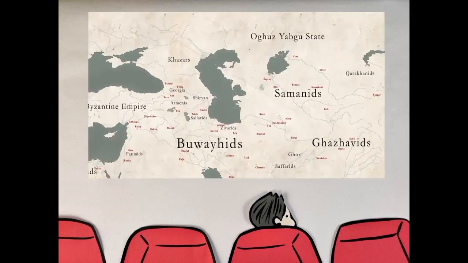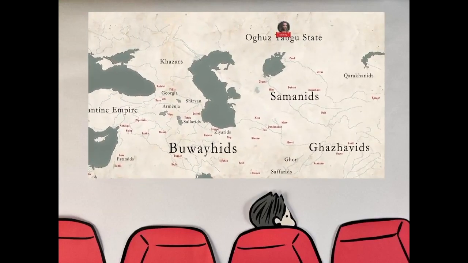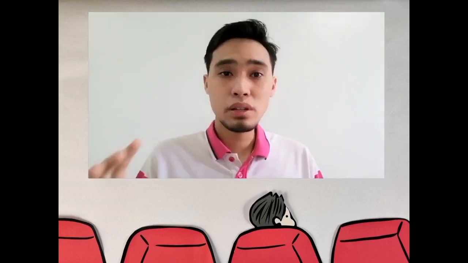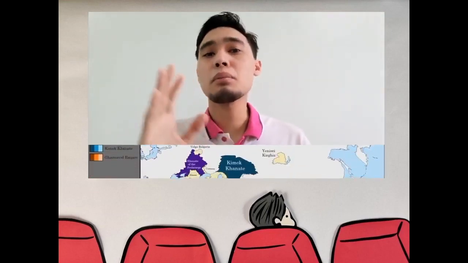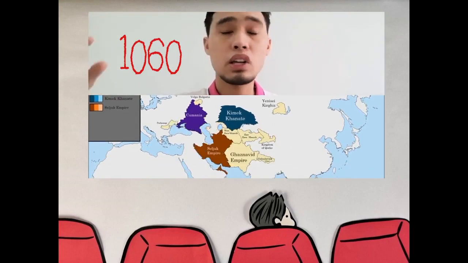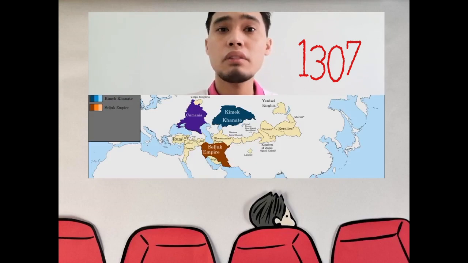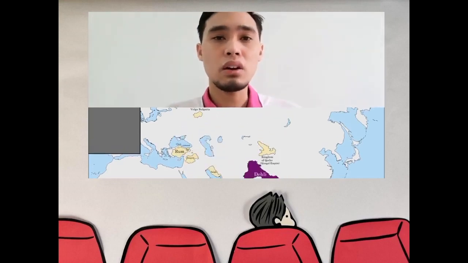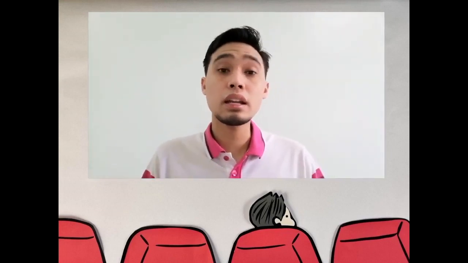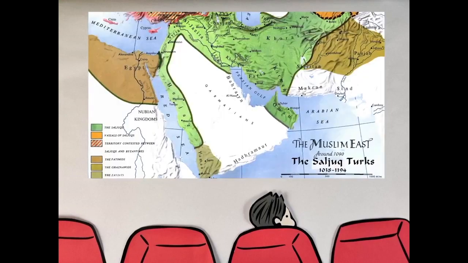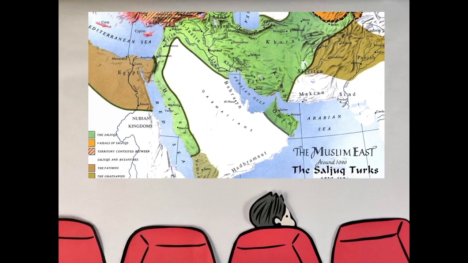Seljuk originated from a ruling military family, a ruling military tribe of Oghuz. They are a Turkic tribe. Their ruling period spanned from the year 1060 to around 1307, about 300 years of ruling. And along that, in the 11th century, they invaded most parts of southwestern Asia.